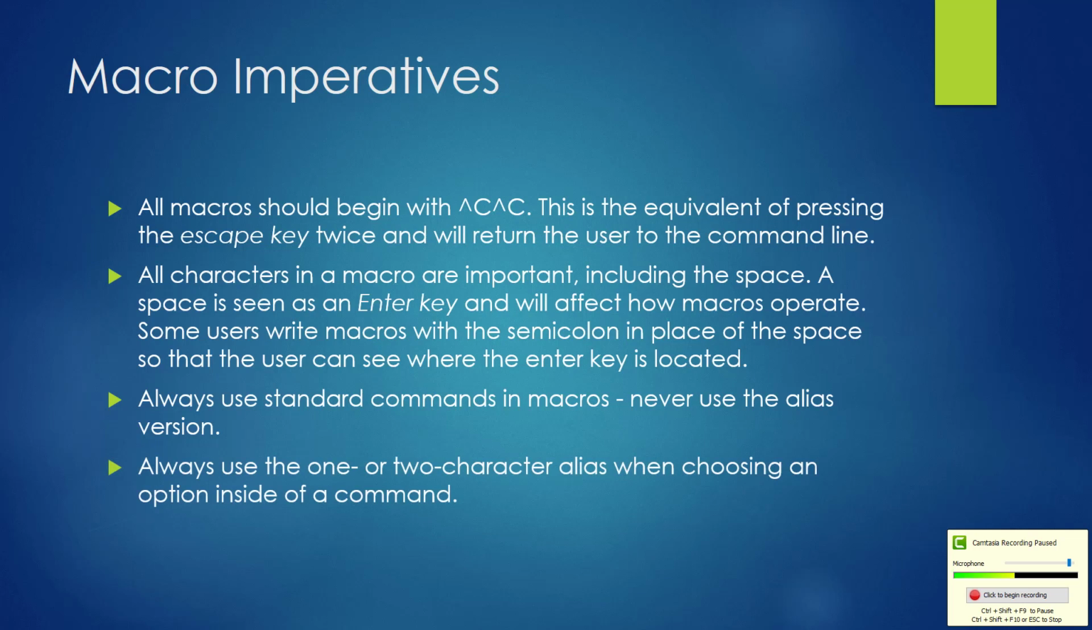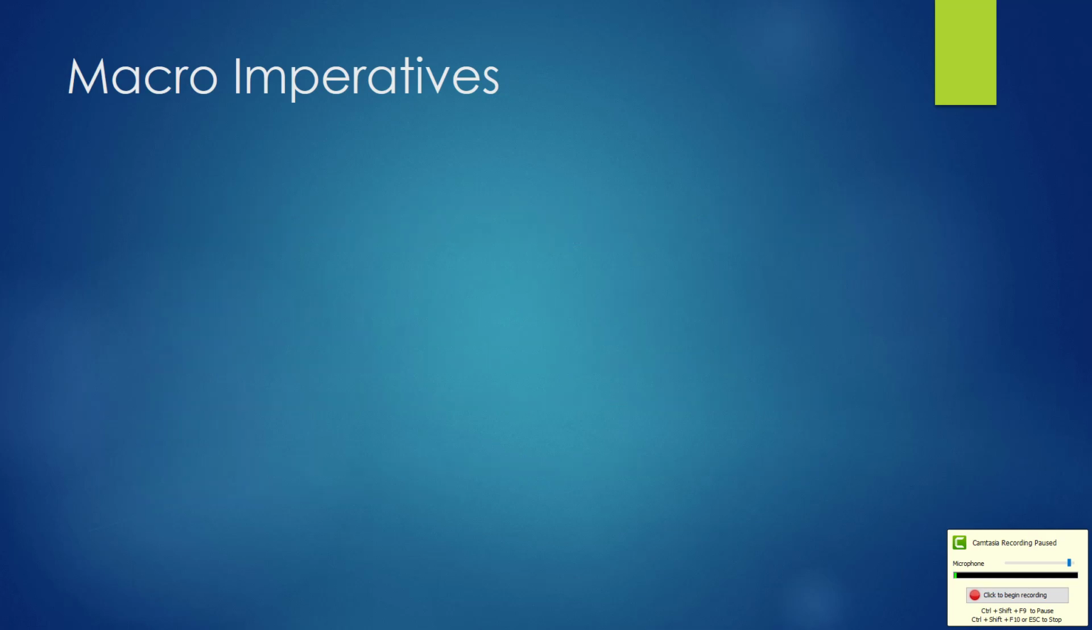Finally, always use the 1 or 2 character alias when choosing the option inside of a command. So for example, if I'm in the line command and I draw a couple segments and I want to close the line, I would just type C instead of the whole word close. So it's the exact opposite of using the command line itself.